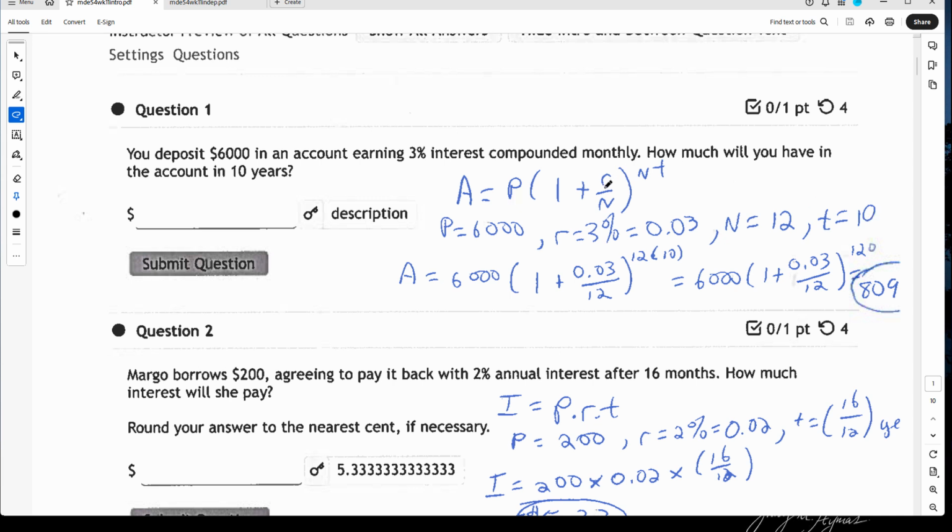So I wrote out my formula. I assigned values to my variables in the formula. Then I plugged into the formula. I simplified it following the order of operations.